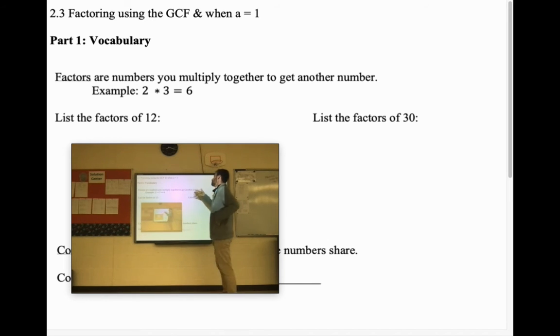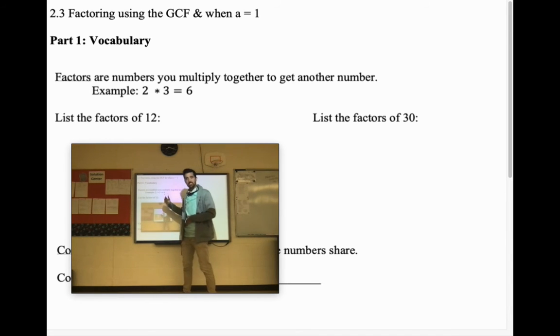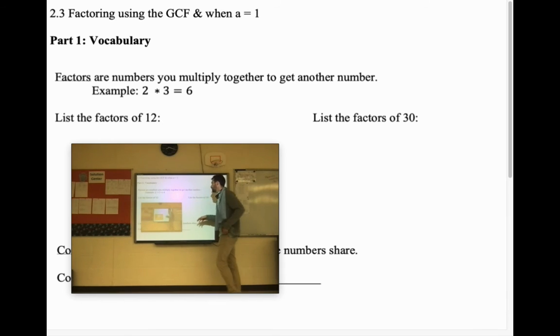Factors are just numbers you multiply together to get another number. So, like 2 times 3 is 6, so 2 and 3 are both factors of 6. The other factors of 6 could be 1 and 6. So, list the factors of 12.